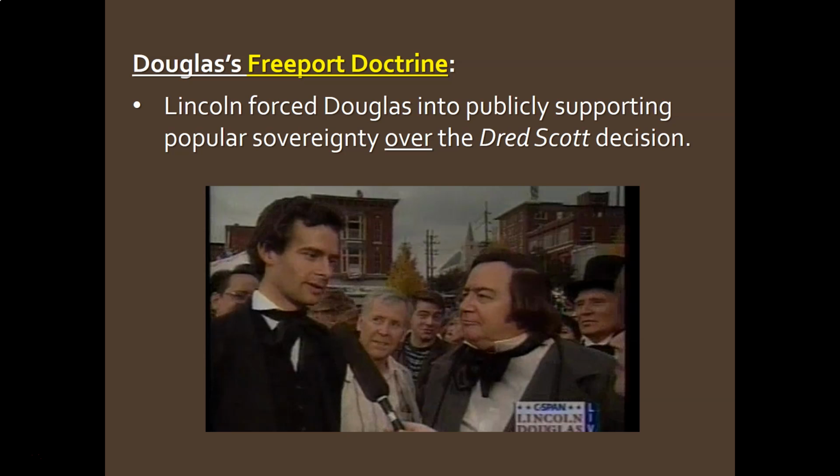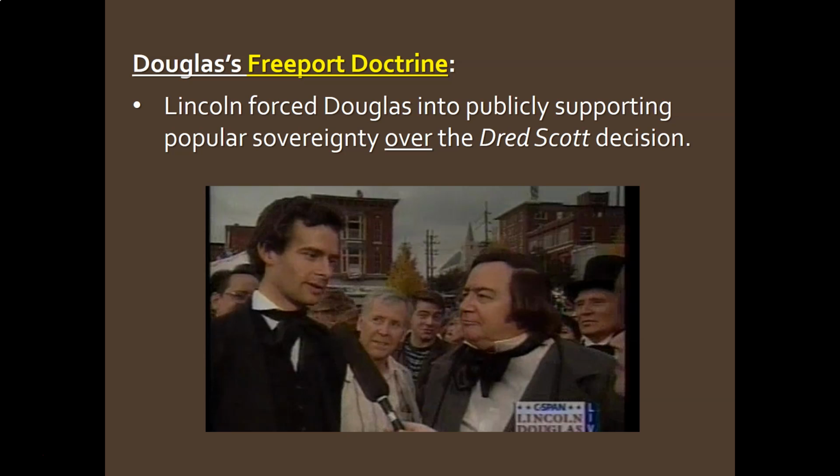Now, we don't need to go through all the ins and outs of this, except to say that during the course of these debates, Lincoln does a pretty good job of outwitting Douglas, or at least maneuvering him into doing things he probably wouldn't want to do. And this would include what's known as the Freeport Doctrine. This takes place in Freeport, Illinois, during one of these debates. And basically, Lincoln knows that this whole Kansas-Nebraska Act, which Douglas had cooked up, was extremely unpopular with a lot of people in the North, and he's trying to tap into that.